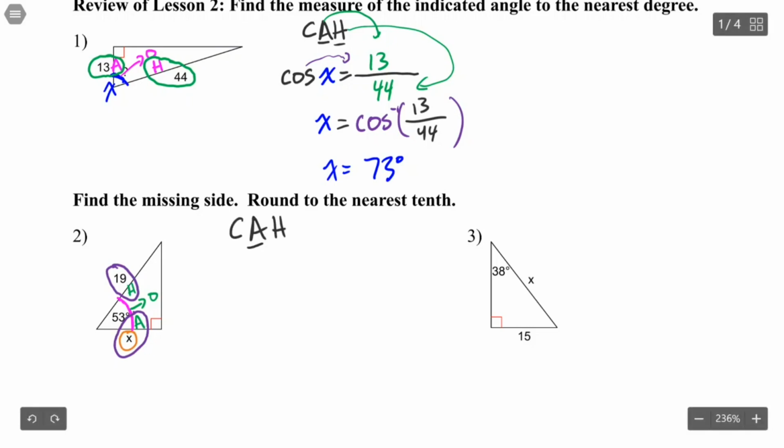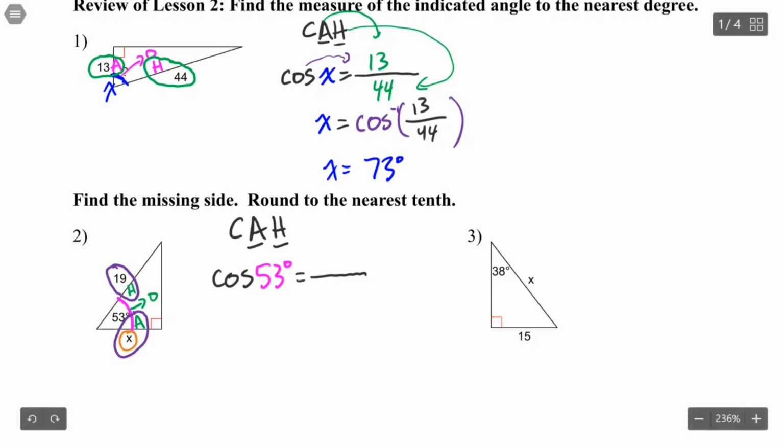C-A-H, because we care about the adjacent and the hypotenuse. Cosine of our angle, and the angle we know in this case is 53 degrees. So that's the first big change from yesterday. Instead of putting a variable for the angle, we actually know our angle. So make sure you put that angle in with your sine, cosine, or tangent.